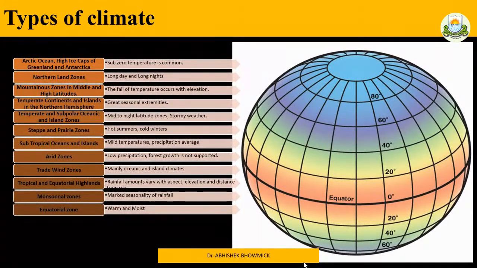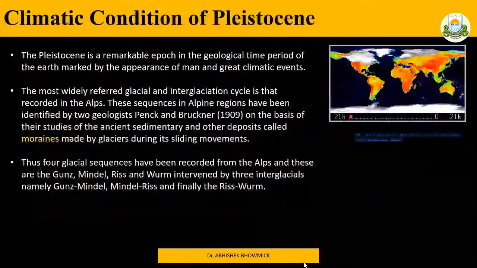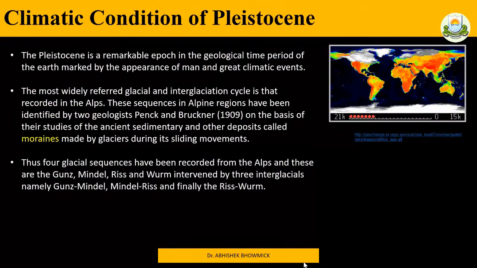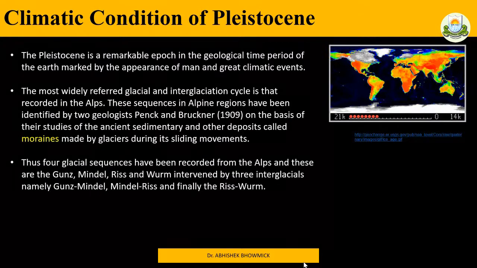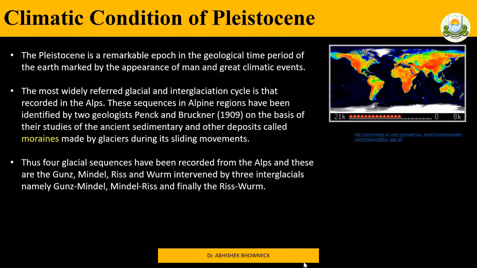Now, why have I chosen this? Because the Pleistocene environment is considered the epoch of the human. To understand this epoch, we will have to understand these types of sedimentology and every aspect in this climatic region. We are considering this as a remarkable epoch in the geological time period of the Earth, marked by the appearance of man and great climatic events. That's why we are focusing here on the Pleistocene epoch, because it is generally considered to be human.